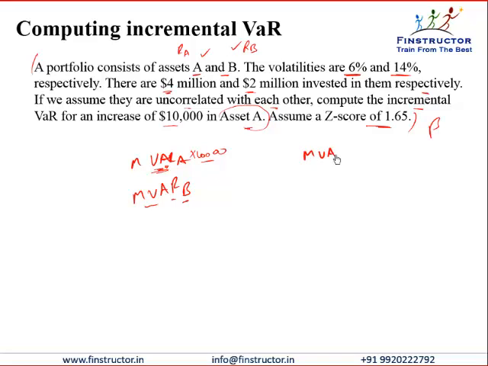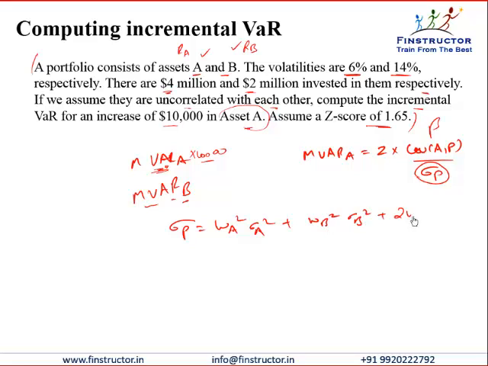So marginal VAR of A would be given as the Z score multiplied by the covariance of A with the portfolio divided by the standard deviation of the portfolio. As a first step, let's calculate the standard deviation of the portfolio. Standard deviation of the portfolio will be given as the weight of A square into sigma A square plus weight of B square into sigma B square plus 2WA into WB into covariance of A and B.